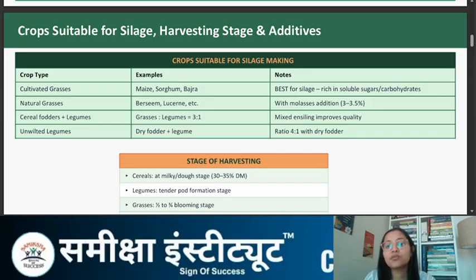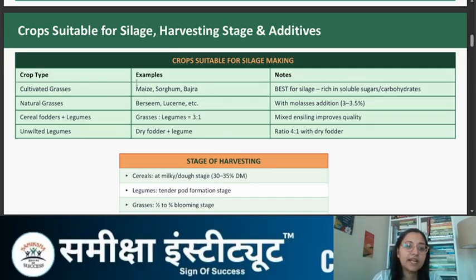Basically, the carbohydrate levels should be increased in the legume fodder. So how will we do that? Either we will add the molasses, which is a direct source of carbohydrate, in the ratio of 3:1, or we will add the green fodder grasses alongside the legumes, again in the ratio of 3:1. Through both these methods we will enhance the carbohydrates so that they get fermented.